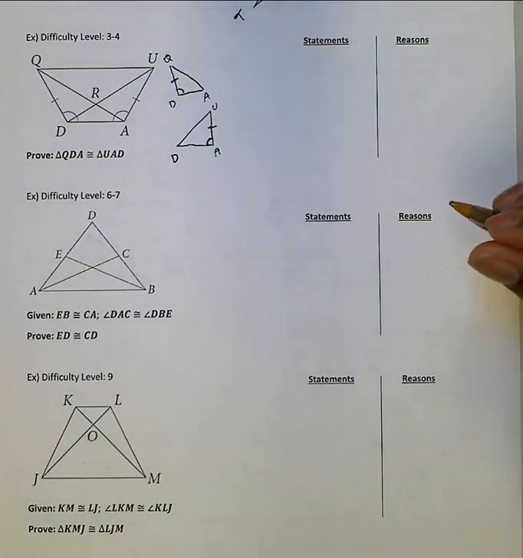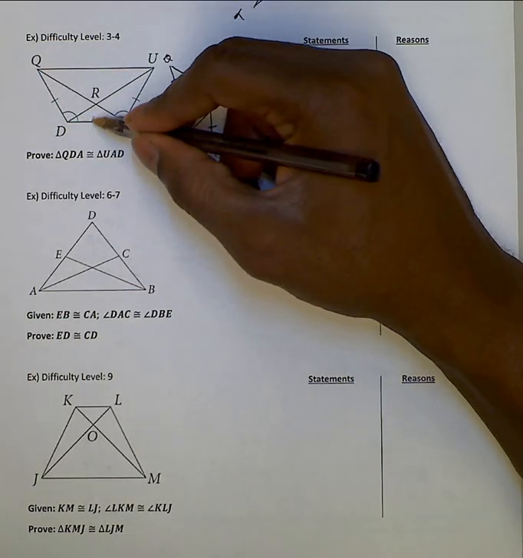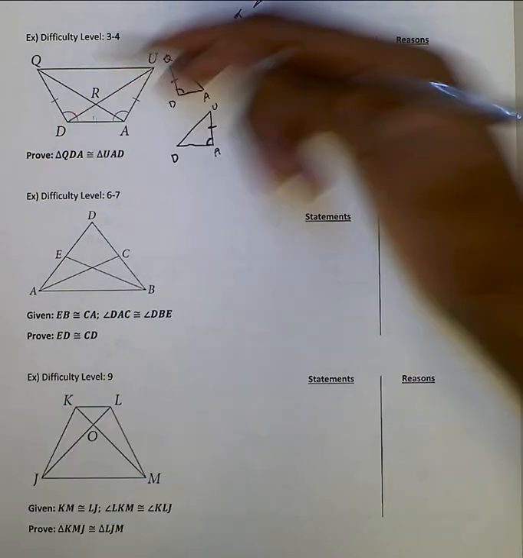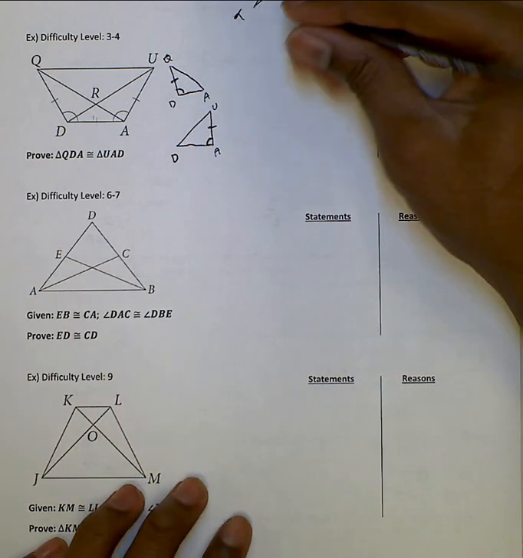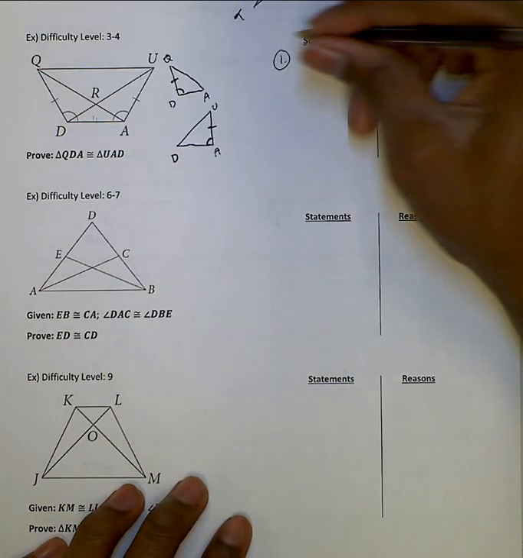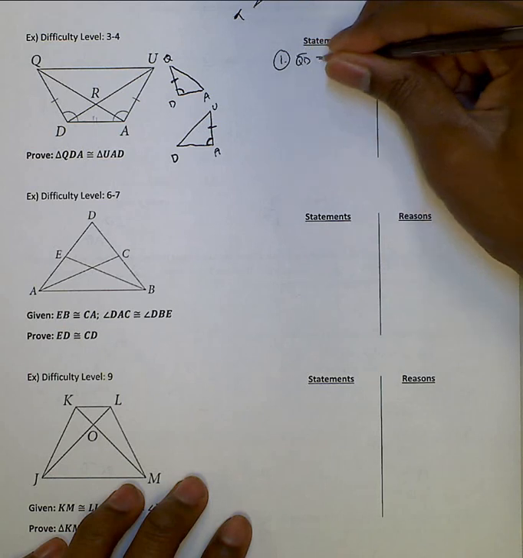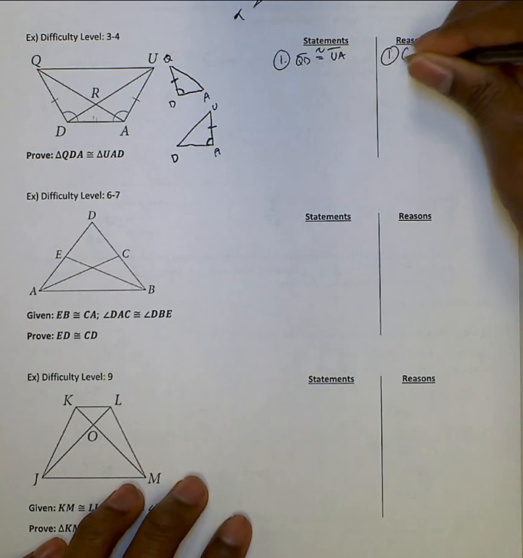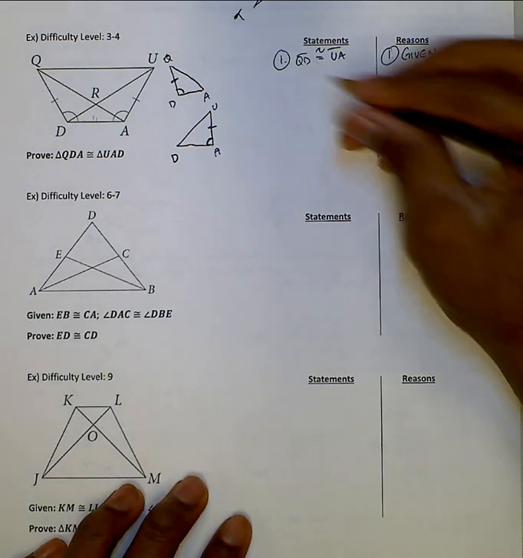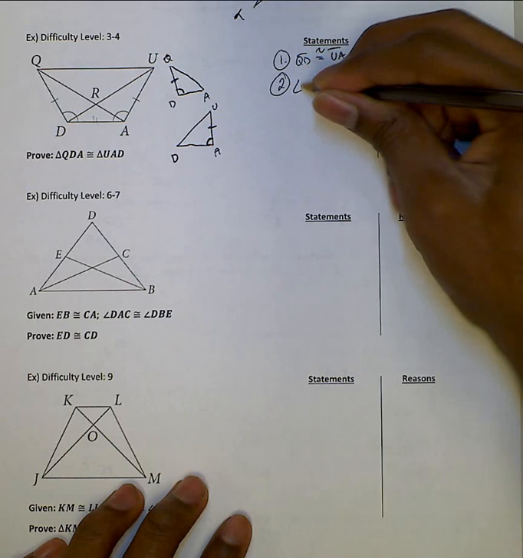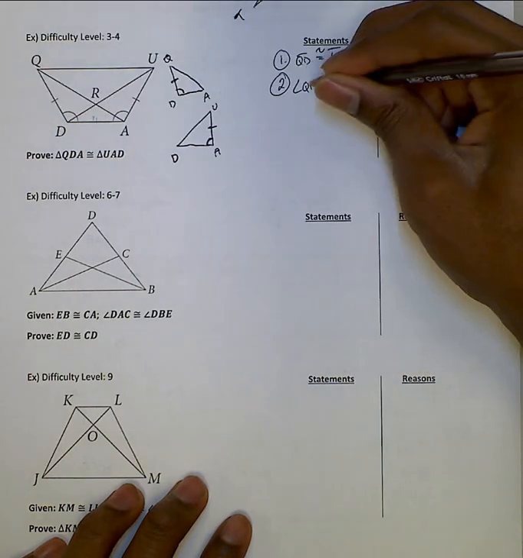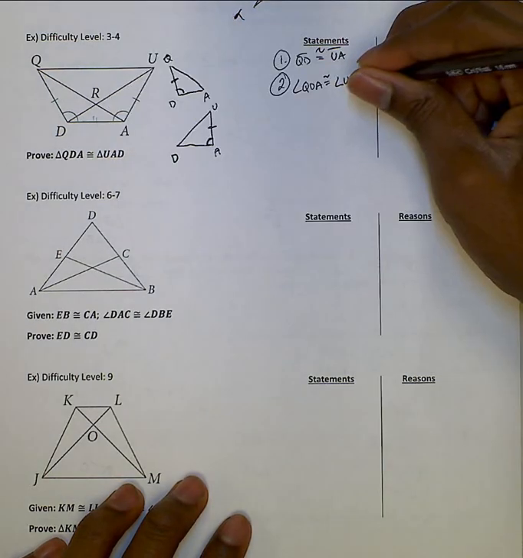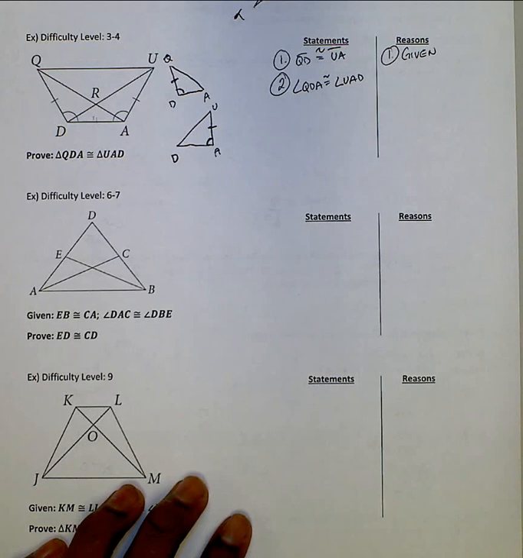I can see from the beginning that this is a shared side, so I'll probably use the reflexive property. Once I do that, I have angle, side, angle, side. So pretty straightforward here. They gave us, through marking, that QD is congruent to UA. And that's given. They also gave us that angle QDA is congruent to angle UAD, and I had that marked for both of them. Given.